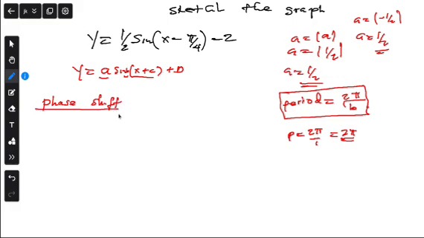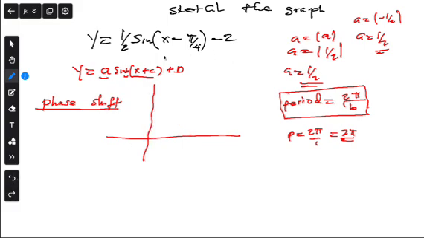So what does the phase shift tell you? The phase shift tells us where the curve is going to start from. You and I know that when we are graphing sine, we need to start from 0 and go like this, isn't it? But if the question has a phase shift, it is going to tell you where the graph is going to start from rather than 0 when you're dealing with sine.